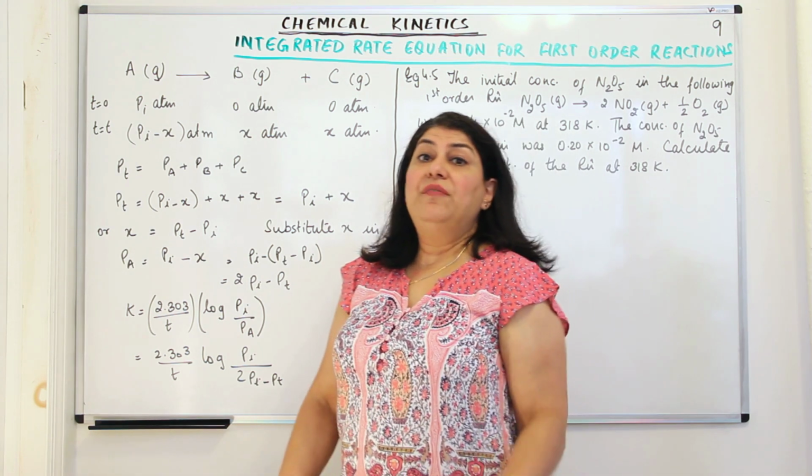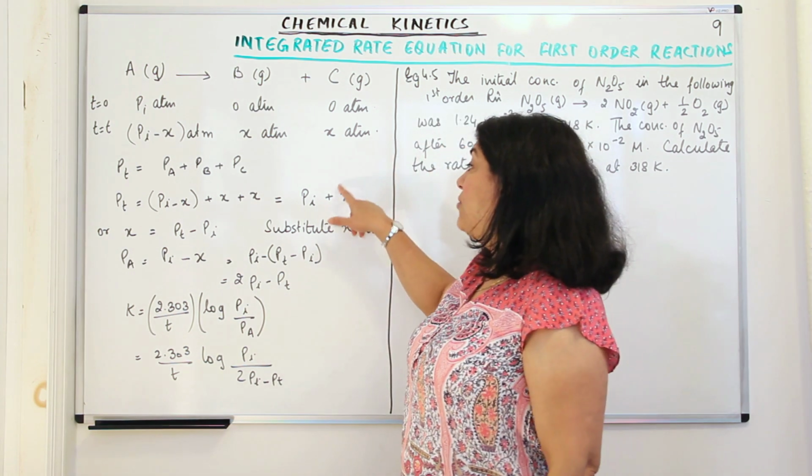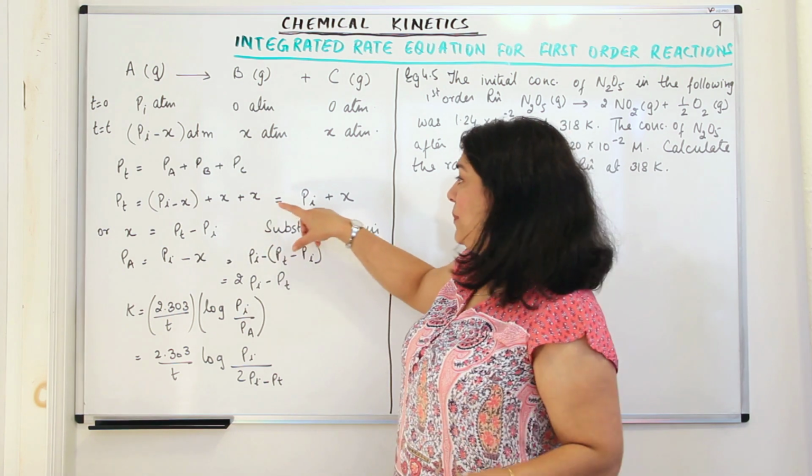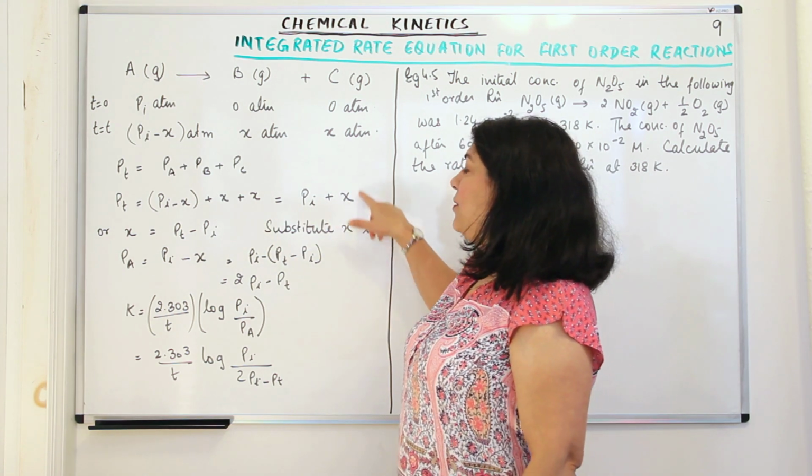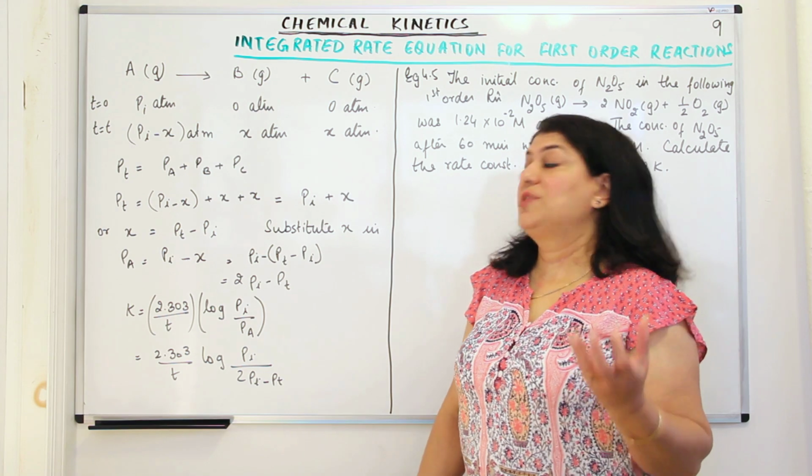Why do we do this? We do it because we want to find out, in terms of Pi and PT, the partial pressures, the value of X. What would X be equal to?